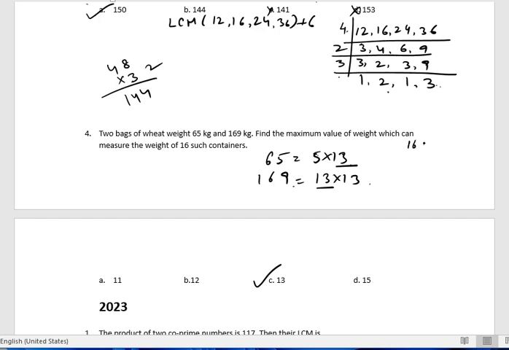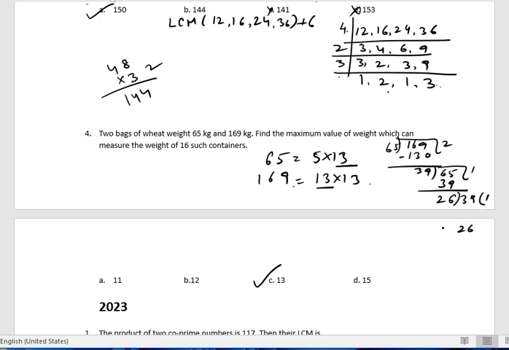You divide 169 by 65. 65 2s are what? 130. Subtract: 39. Again 39 1s are 39. Subtract: 15 minus 9 will be 6. Here 5 minus 3 will be 2. 39.